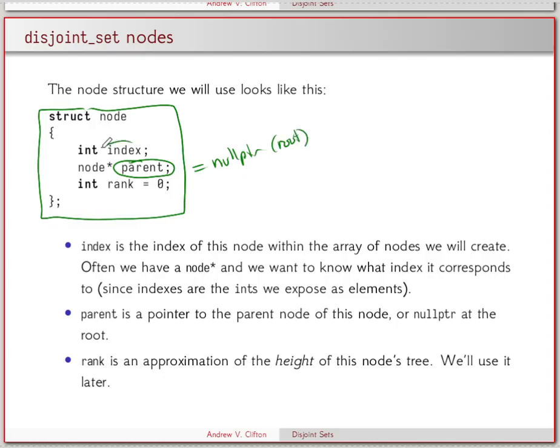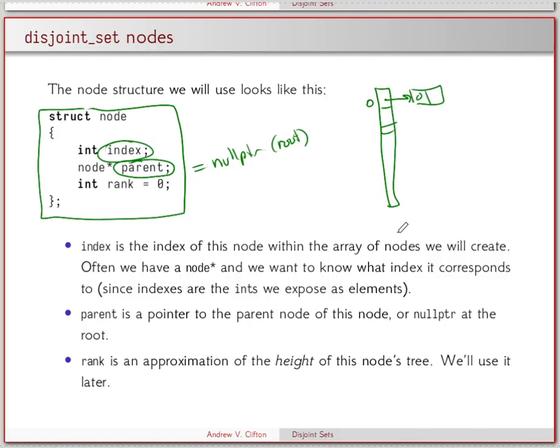Now alongside it, we have this index here. So we're going to create an array of node pointers. I have a better picture coming up, don't worry. So I have an array of these pointers to these nodes here. The index is where am I in the array.